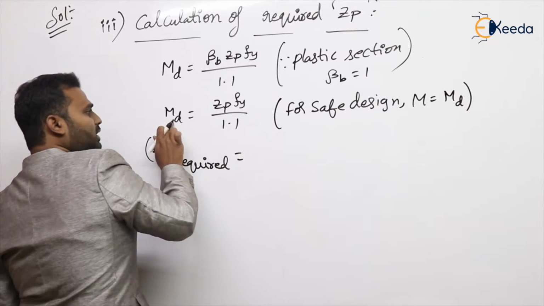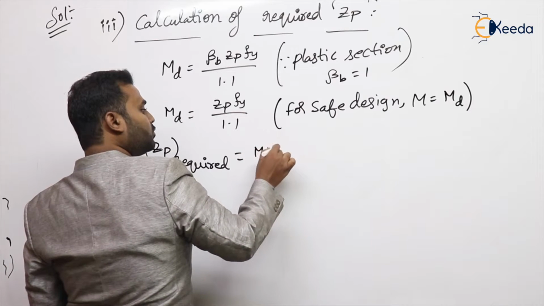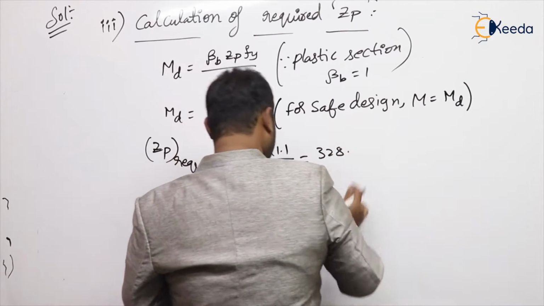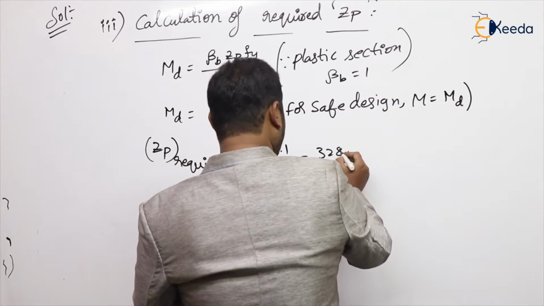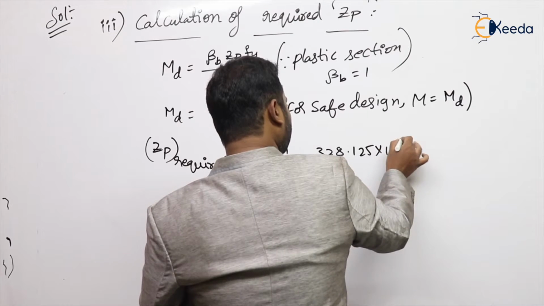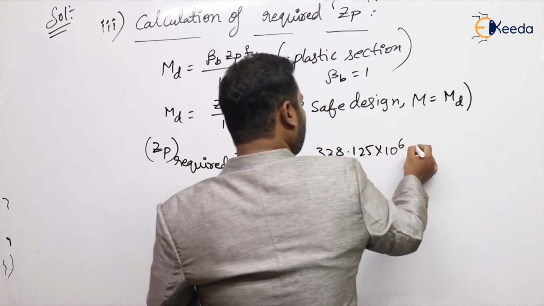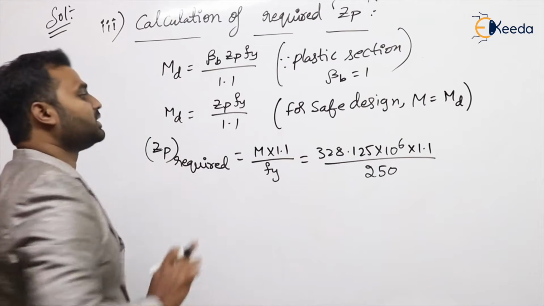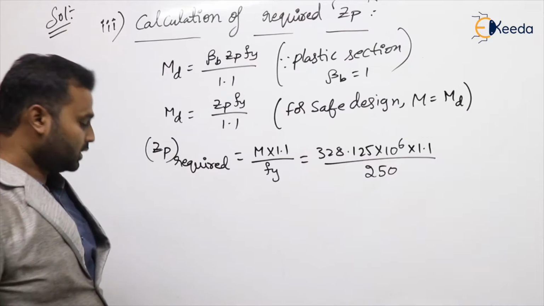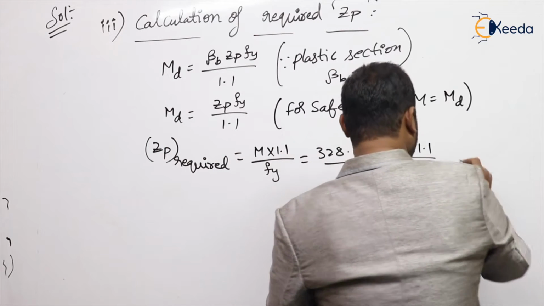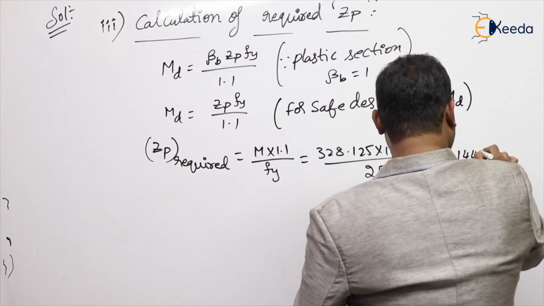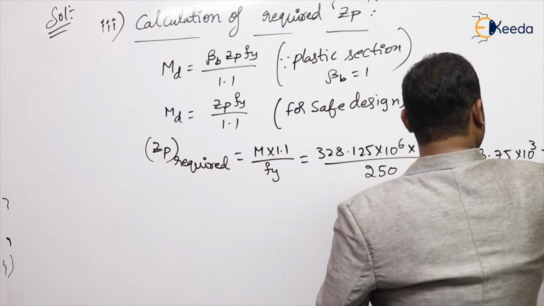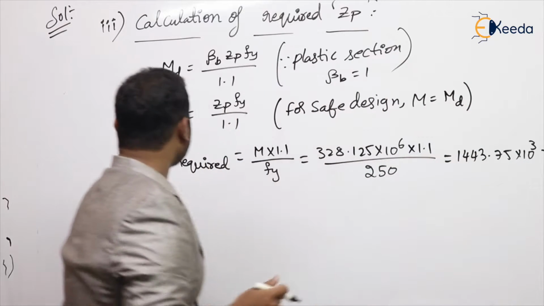So ZP required is equal to, in place of MD, write M, M into 1.1 by Fy, right? So M is how much? M is 328.125 into 10 to the power 6 Newton mm, into 1.1 by 250. Clear? So this is the ZP required. Upon simplifying, we get ZP required as 1443.75 into 10 cube mm cube. This much of ZP is required.